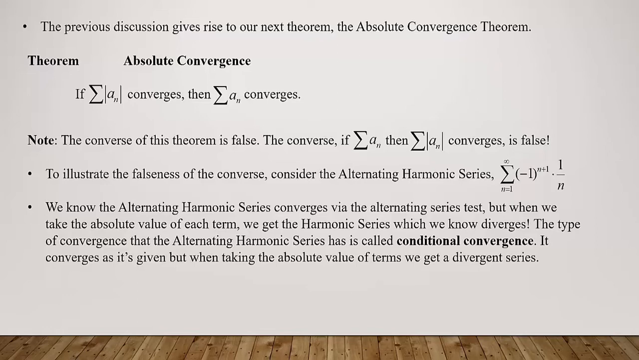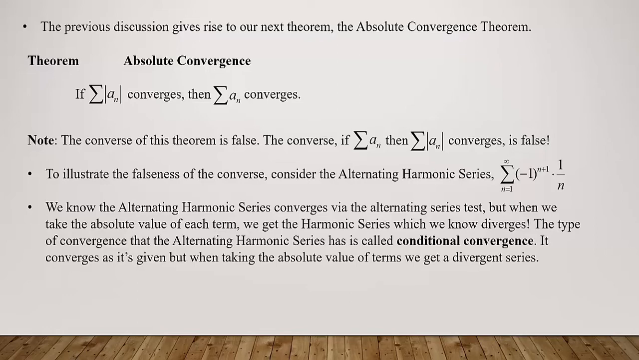That illustrates the falseness of the converse of the absolute convergence theorem. So don't try to turn it around. It's false. And always remember what the alternating harmonic series and the harmonic series are saying. Now, folks, the type of convergence that the alternating harmonic series has is technically called conditional convergence.